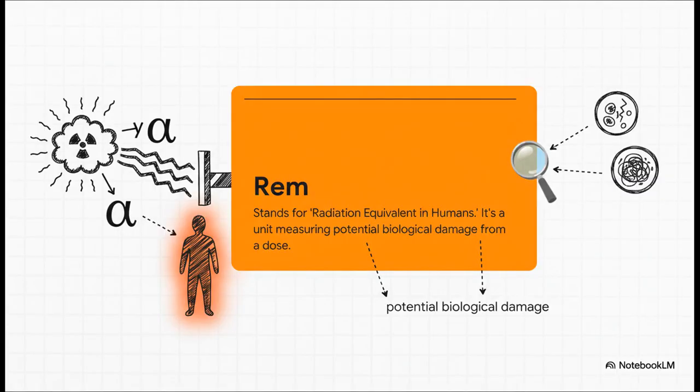But just detecting it isn't enough. To understand the impact radiation has on us, we need a special unit called the REM. And this is so important because a REM doesn't just measure the raw amount of radiation, it measures the potential biological damage it can do. It's a way of leveling the playing field because it accounts for the fact that a dose of alpha radiation has a totally different effect on your body than the exact same dose of gamma radiation.